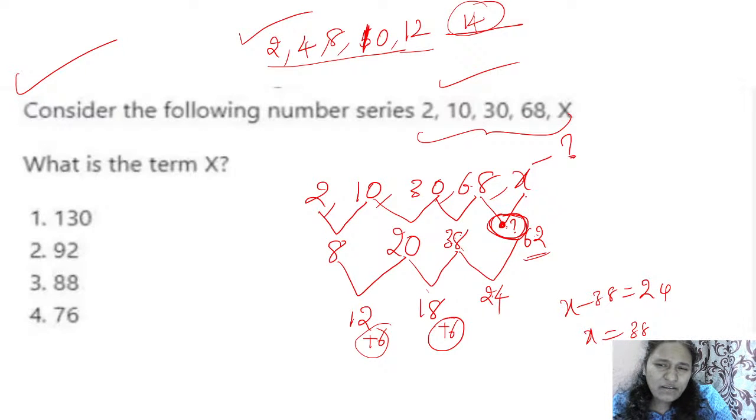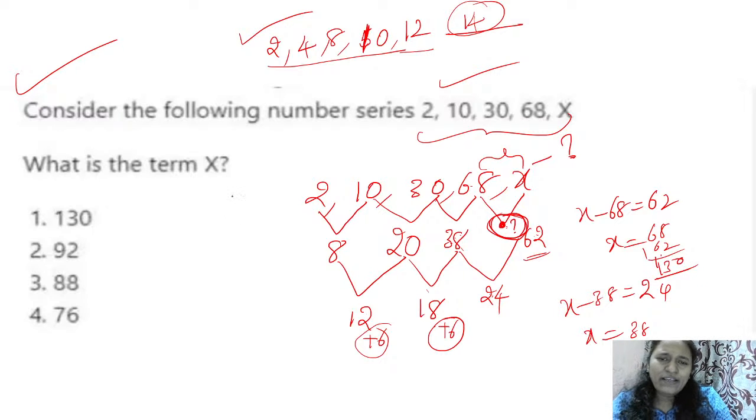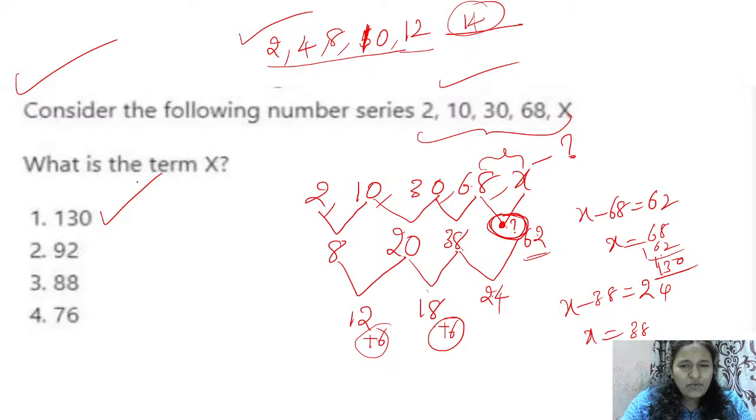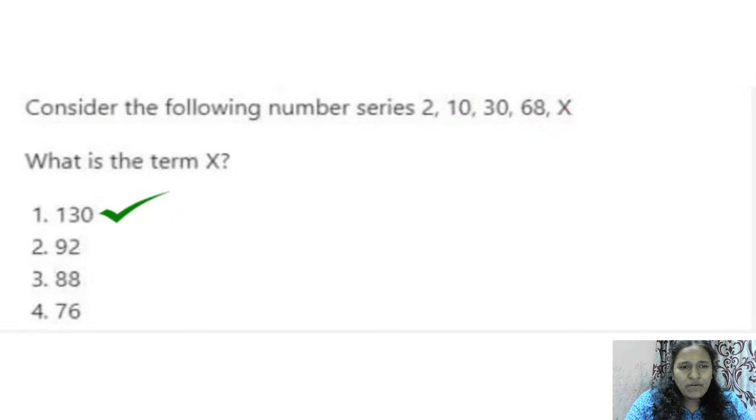this is the difference between these two. x and 68 is 62. Then what is the value of x? 68 plus 62, right? Yeah, 68 plus 62, that is 130. This is the way to solve this type of questions. We will see more questions of this type. This is the answer, 130 is the answer.